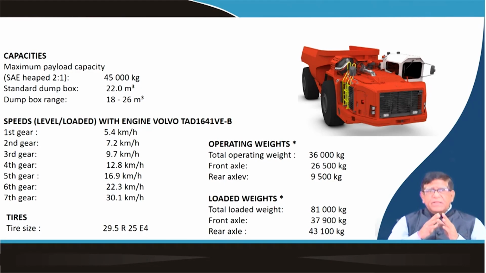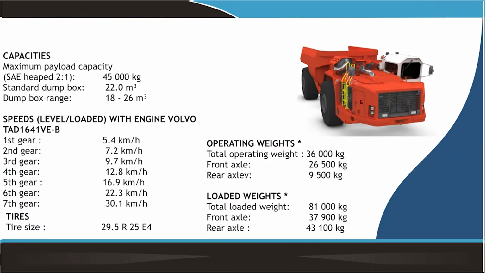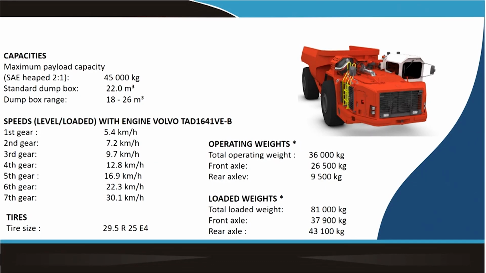And then normally, for such a machine, the bucket volume capacity is 22 meter cube. Depending on this, if you are deploying these machines in very high density material mining, you can calculate how many tons you will be getting. There could always be different ranges. Now, this machine works in 7 gears. The minimum speed you can get is 5.4 kilometer per hour, and at the 7th gear it is capable of giving 30 kilometer per hour.